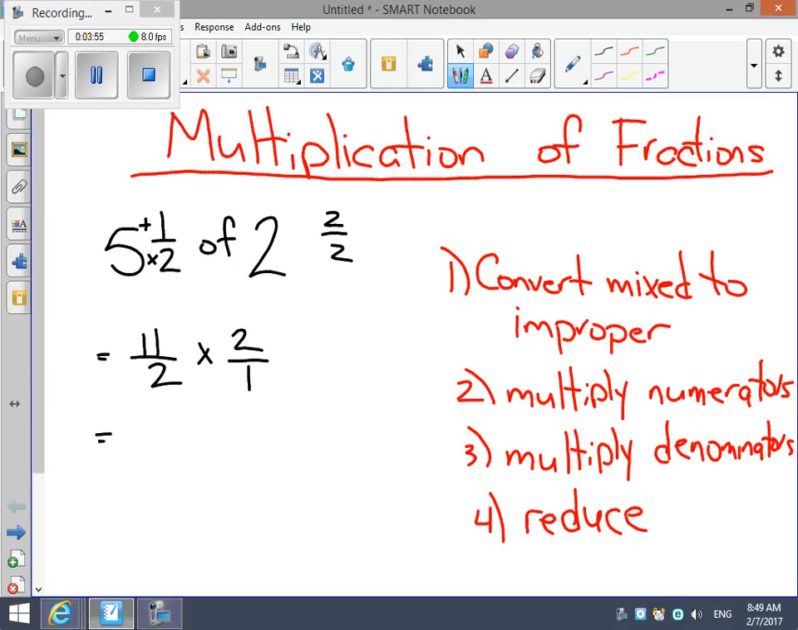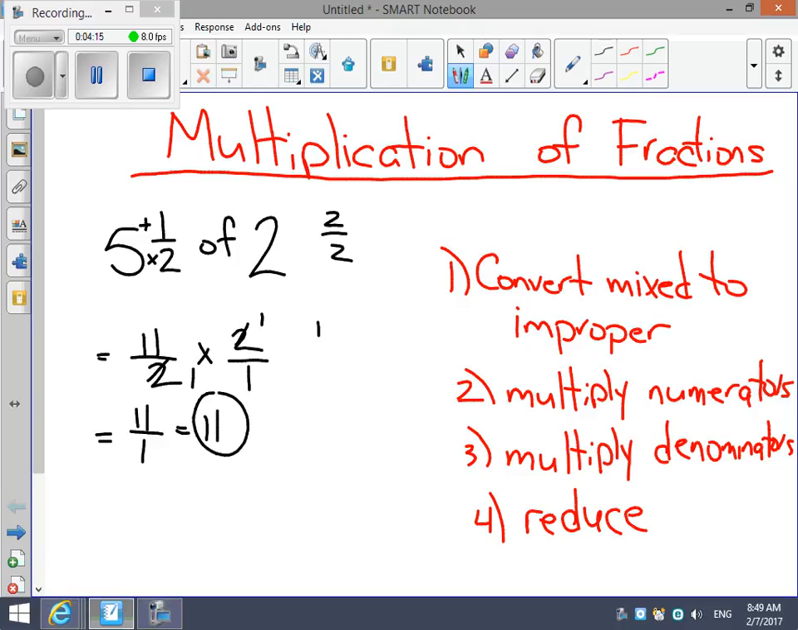Again, your choice is yours, whether you want to reduce it here in the question or later when you get to the bottom. I prefer reducing it right here. Saves me a lot of time, and that would be 11/1. And 11, you can leave it like that. You can say it's 11 total. Either way would work for me.